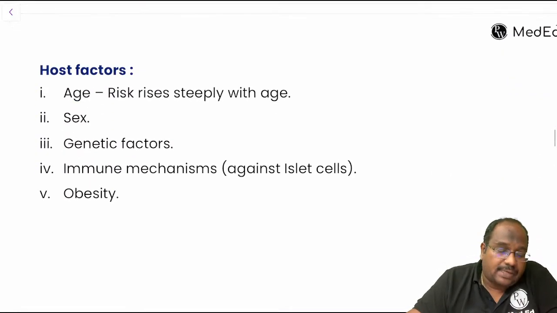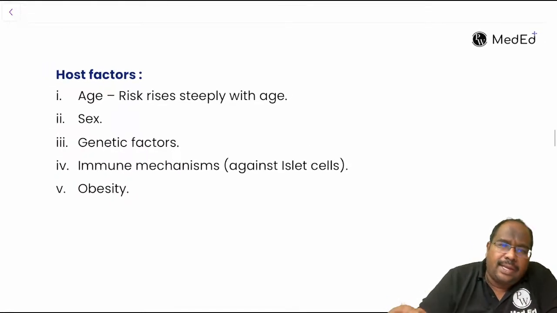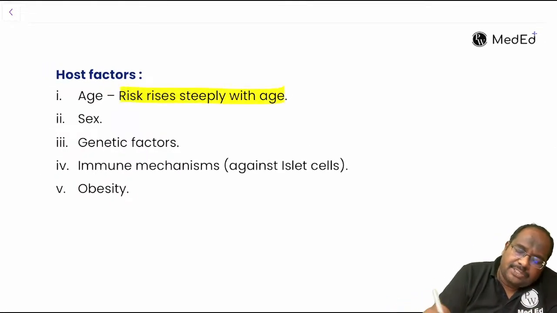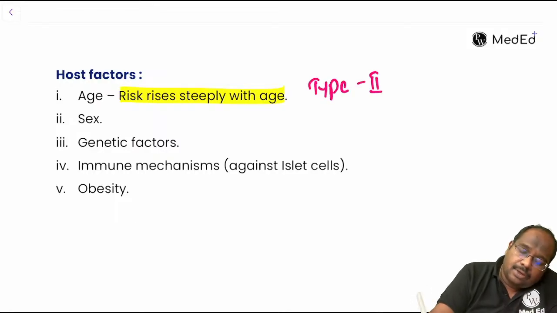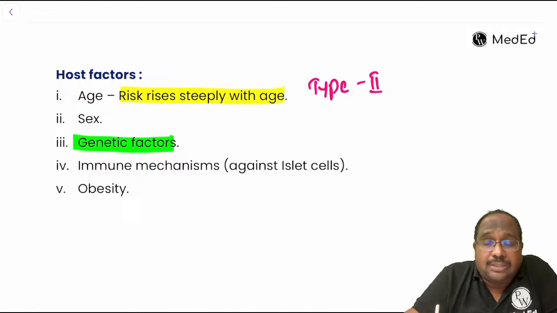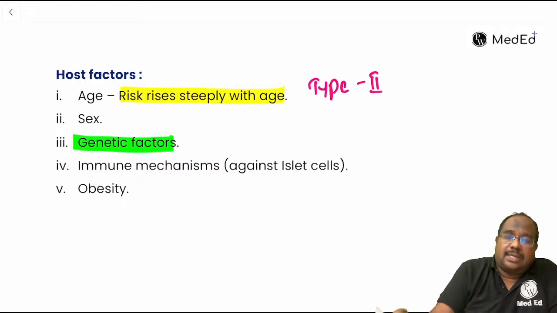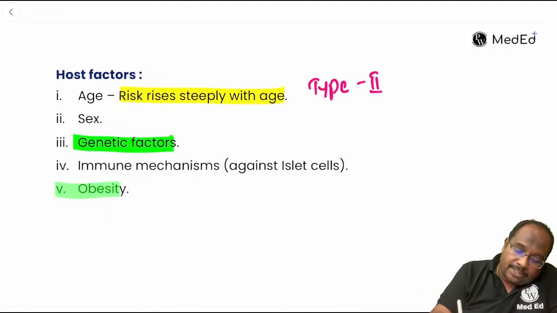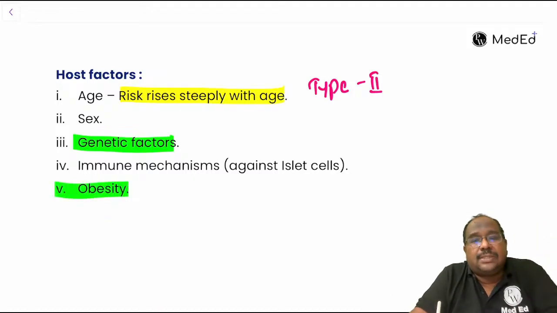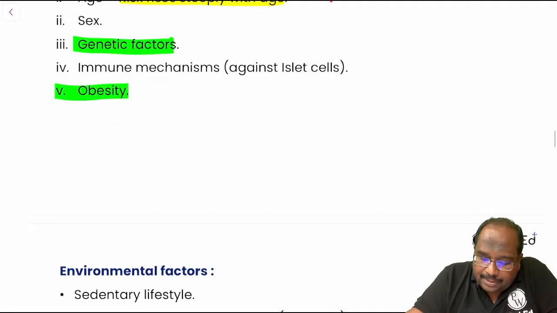What about host factors? Usually it increases with age, especially type 2. We are focusing more on type 2. Family history: if your family is affected, there is more chance that you will also get this disease. If parents are affected, there is more risk. Obesity: a high BMI can lead to diabetes.